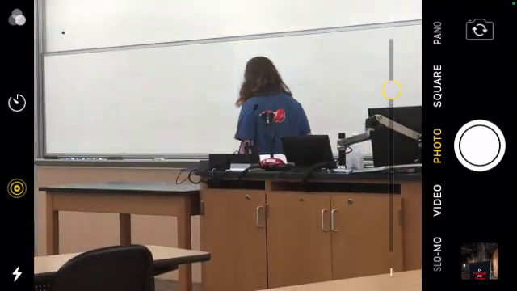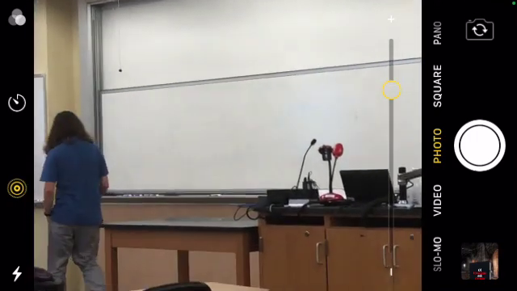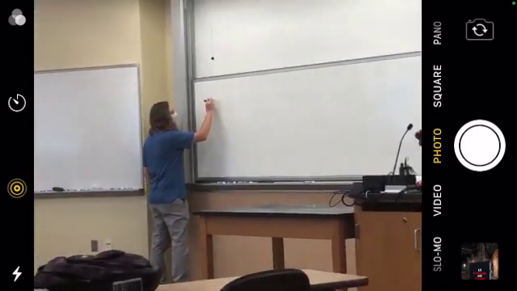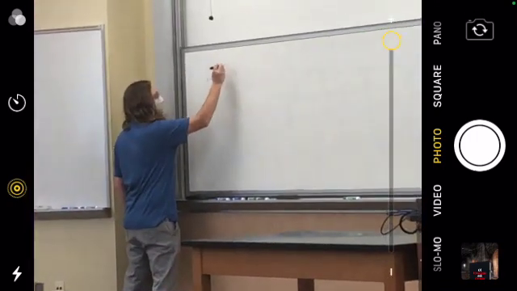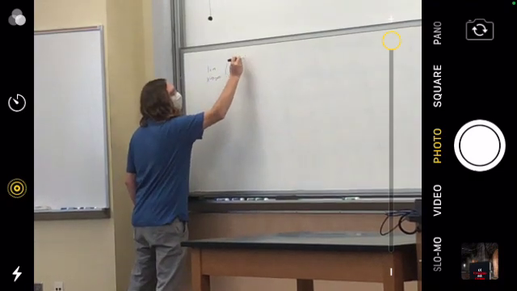Alright, so the first one. We'll look at the limit as x goes to infinity of 1 over x to the 1 over x squared.